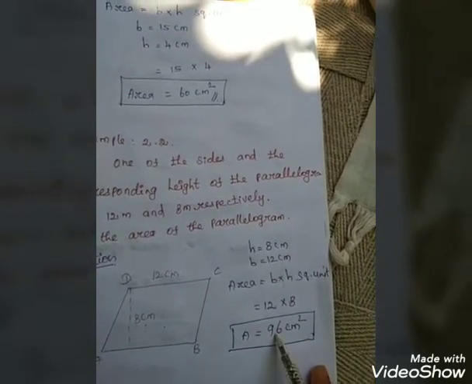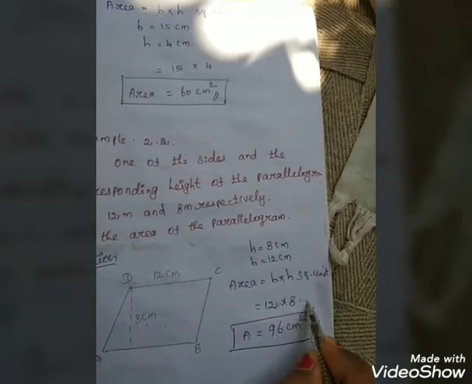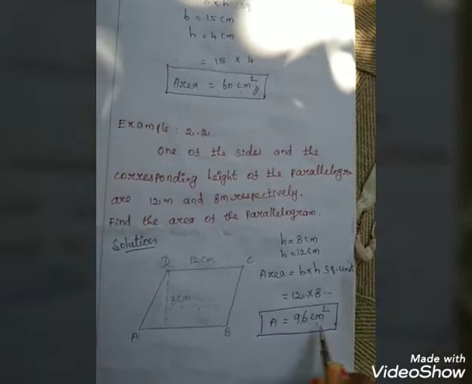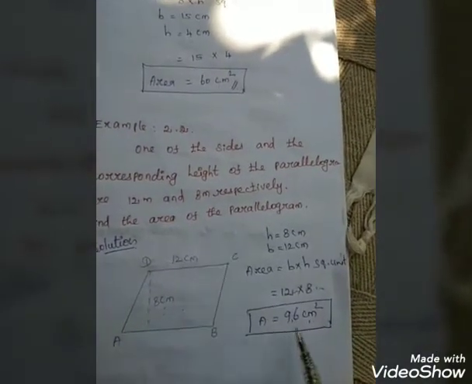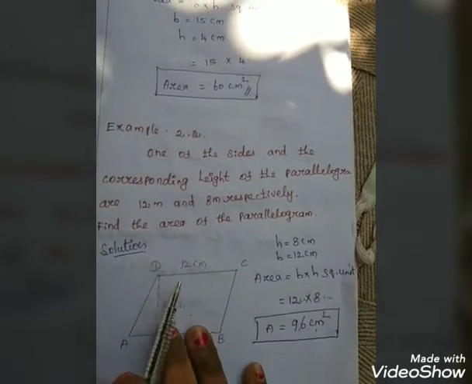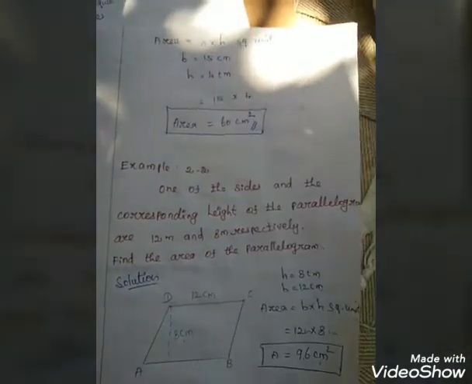So base 12, height 8. 12 8s are 96. Here centimeter, here centimeter, centimeter into centimeter, centimeter square. So the area of the parallelogram is 96 centimeter square. Do you understand this? Okay, good.